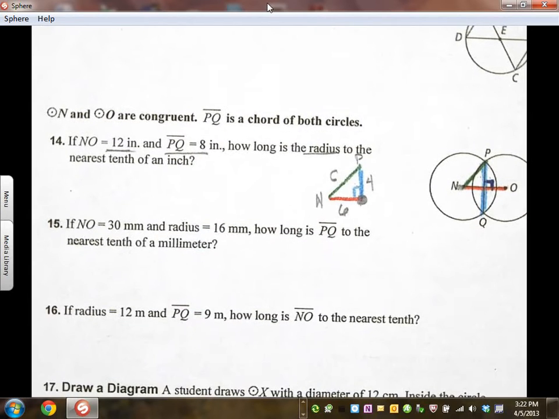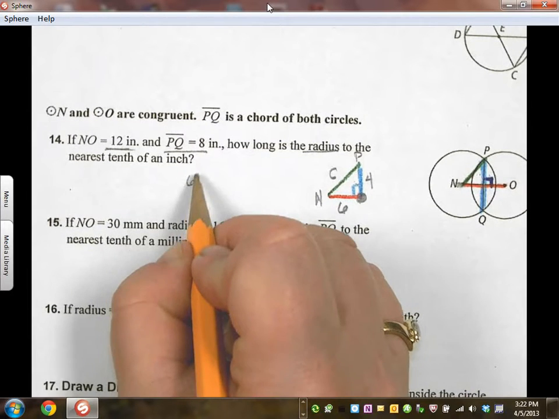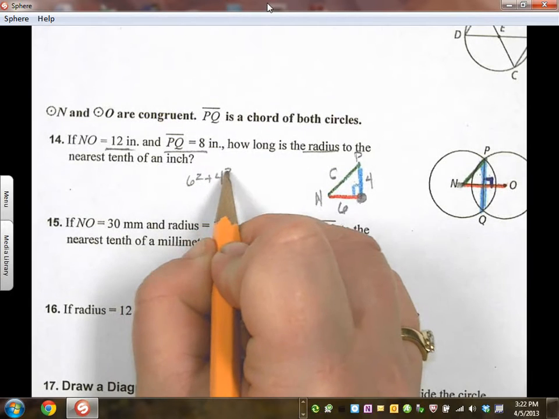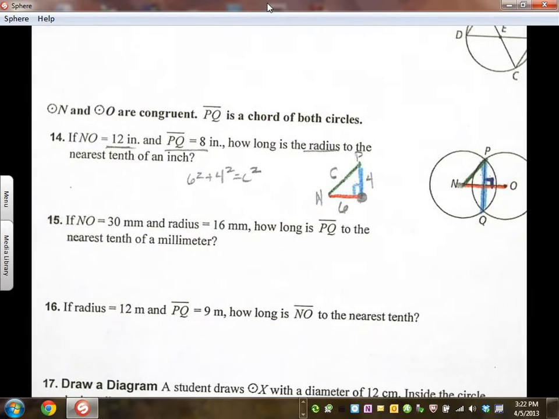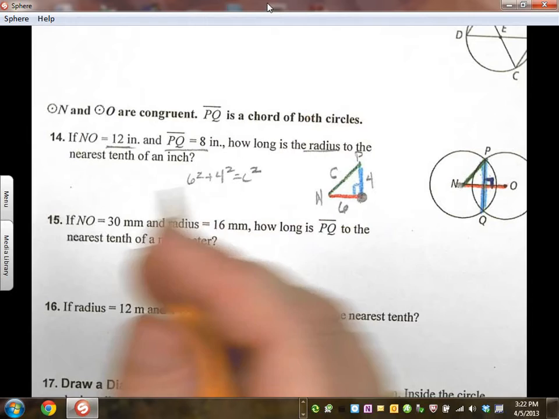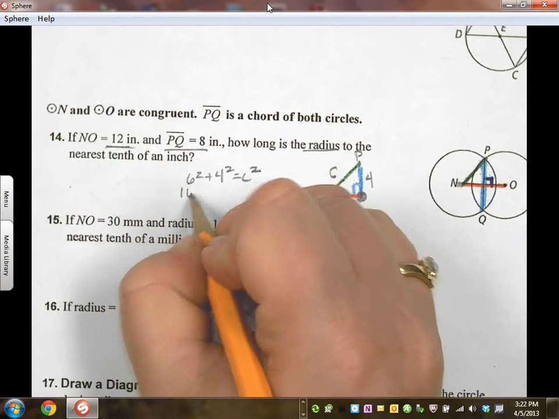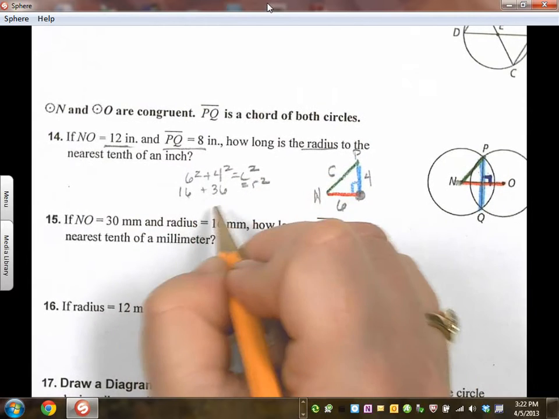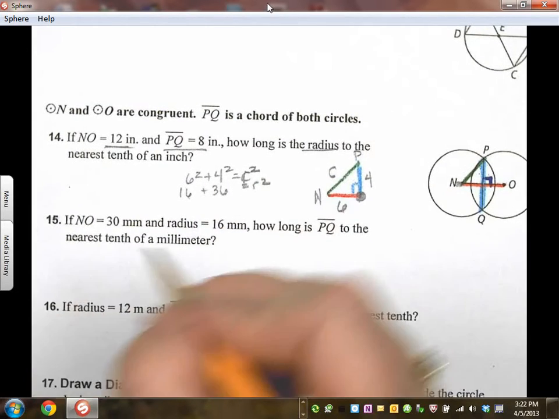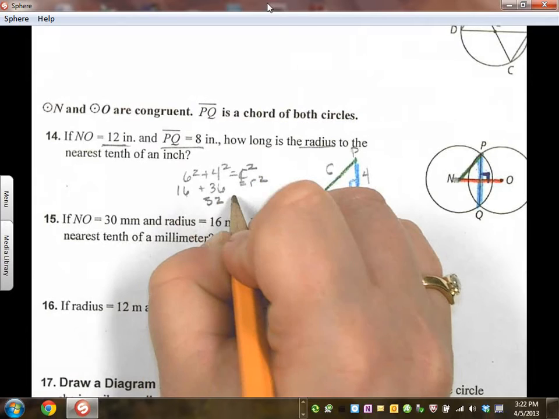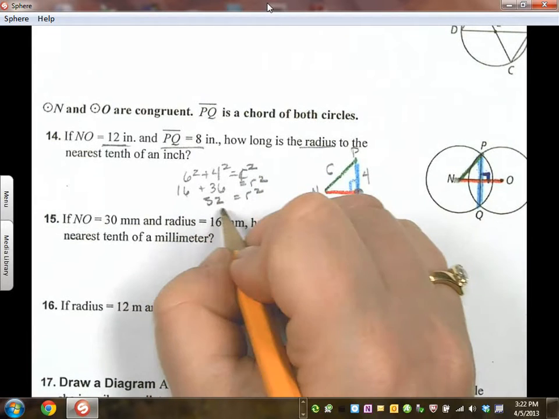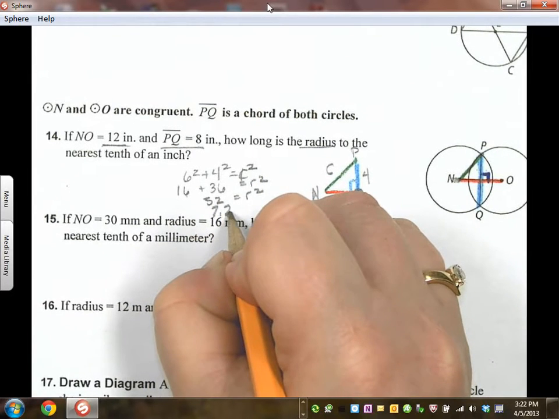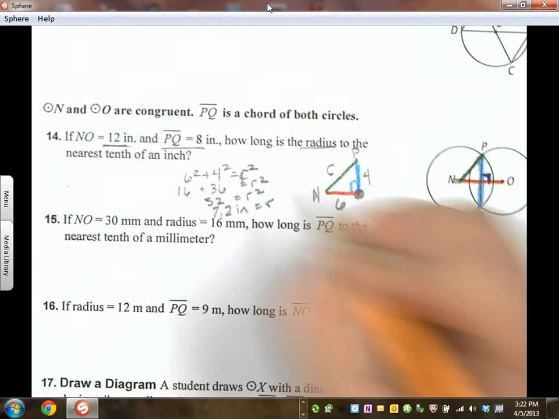It is. So 6 squared plus 4 squared equals C squared. Okay? And when we break that all down, 16 plus 36 equals R squared. I'm going to call it R squared because it's the radius. 52 equals R squared. Take the square root. We know the radius is 7.2 inches equals your R.